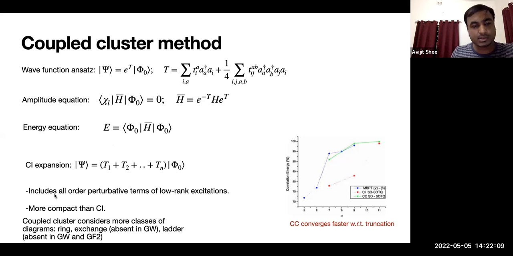And another advantage of coupled cluster is that it includes all order perturbative terms with respect to the truncation we have used for the theory. Because if we focus on this amplitude equation, which is used to evaluate all these wave function parameters, this actually analytically truncates at quartic power. So there is no numerical truncation or any arbitrary truncation. So it actually encompasses all order perturbative terms with respect to the truncation we used for the theory.